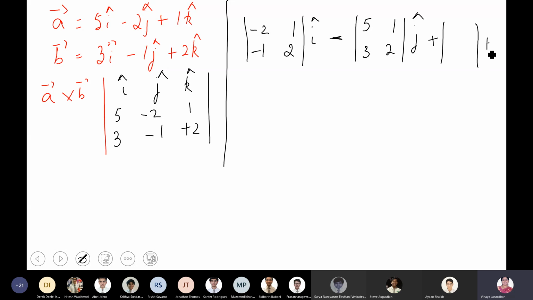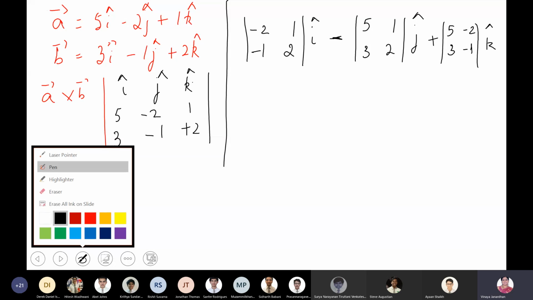Now we have to go for elements that are not coming below k cap. We have to neglect the elements which come below k cap. It is 5 minus 2, 3 minus 1. Is that clear? 5 minus 2, 3 minus 1, k cap. Are you getting all these things, boys? Yes, ma'am. Okay. Now we'll start multiplying.